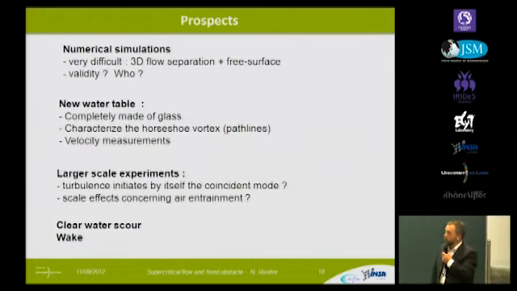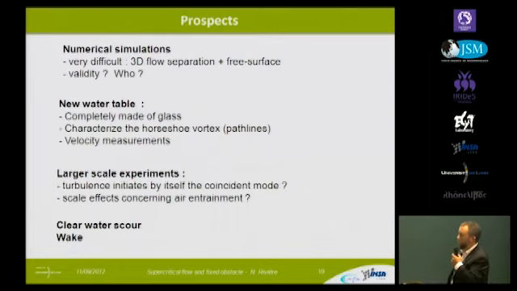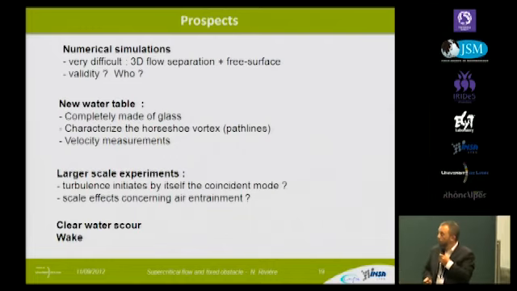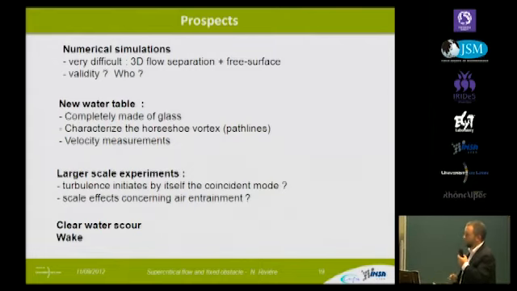As a prospect, well, why don't we use numerical simulation? We used very simplified simulations because the modelization of the horseshoe vortex is really a challenging task. It's very difficult. It's a three-dimensional flow separation. And we also have to model the free surface. So it's very difficult. Quantitative validity is questionable. And it would be interesting to find partners to do it.